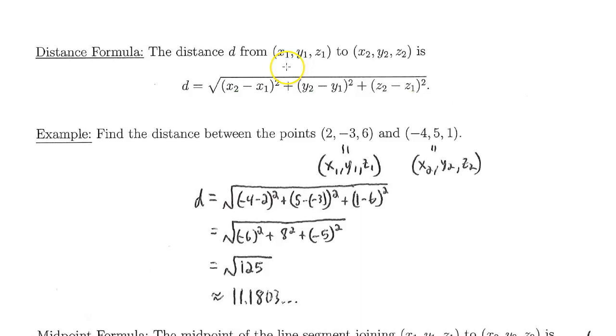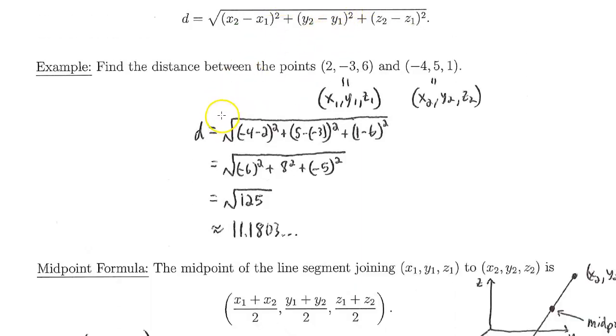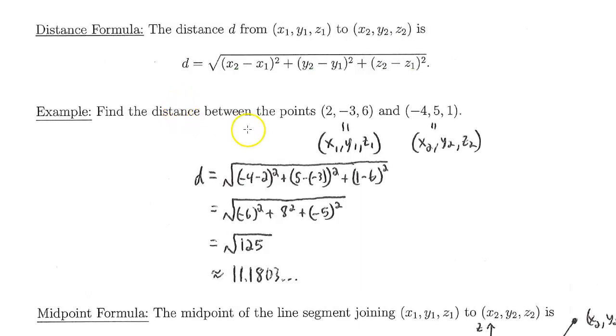Okay, it'd be a little trickier to try to draw these 2 points, but that's really where it comes from. So let's do a quick example. How could we find the distance from (2, -3, 6) to (-4, 5, 1)? Well, the first thing we need to do is to call one of the points x1, y1, z1, and call the other point x2, y2, z2. And that actually doesn't matter which one you call which, the final answer is going to end up being the same. And we just plug things into that formula.